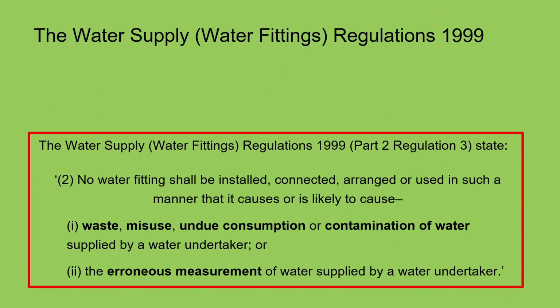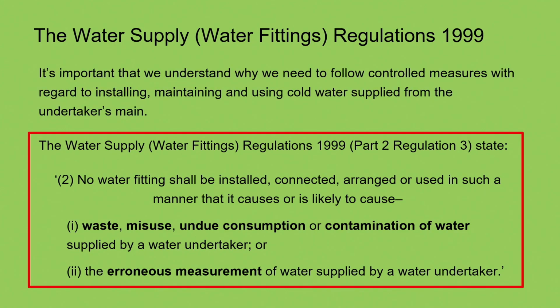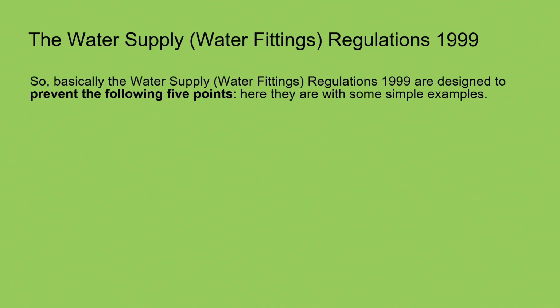So we're going to go through these 5 key points here. It is important that we understand why we need the following control measures. This is very important that we need to understand these ones. If you do not obey these, you are liable to either go to prison, receive a fine, or both. So it's very important that we remember these. So basically, these are the regulations. The Water Supply Fittings Regulations 1999 is designed to prevent the following 5 key points.